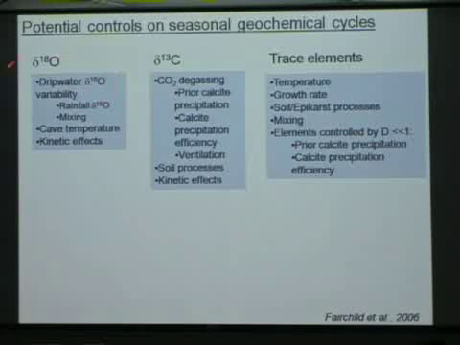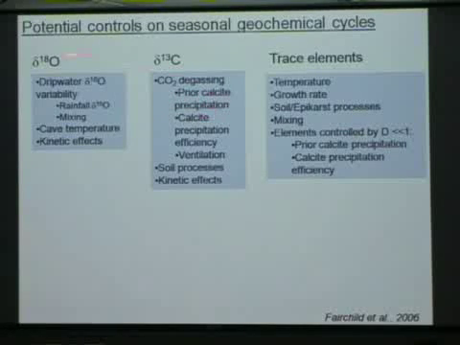So we've already talked about what can control delta 18. It can be seasonal changes in the drip water composition, the amount of mixing between different water reservoirs, possibly. Seasonal changes in cave temperature can also affect delta 18, and then changes in kinetic effects could have a role.